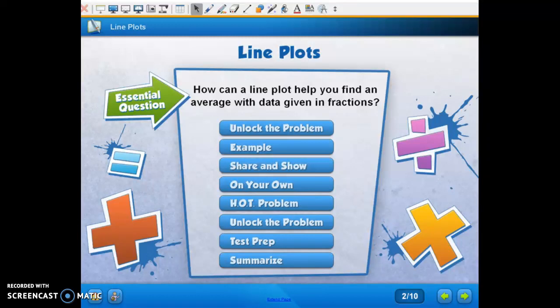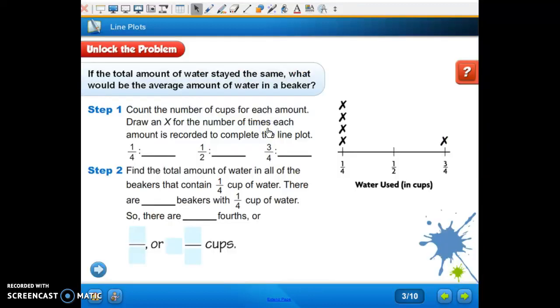Alright, we're getting ready to start chapter 9, which is about graphing. In the first graph, we're going to look at our line plots. It says, how can a line plot help you find an average with data given in fractions? So that's why we need to learn to do our fractions.